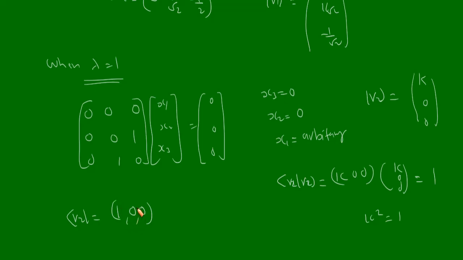Let us take the third eigenvector. Let us find out the eigenvector corresponding to lambda is equal to 2.